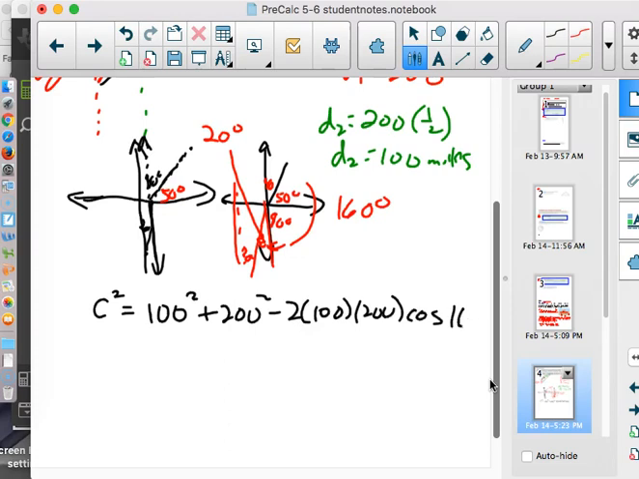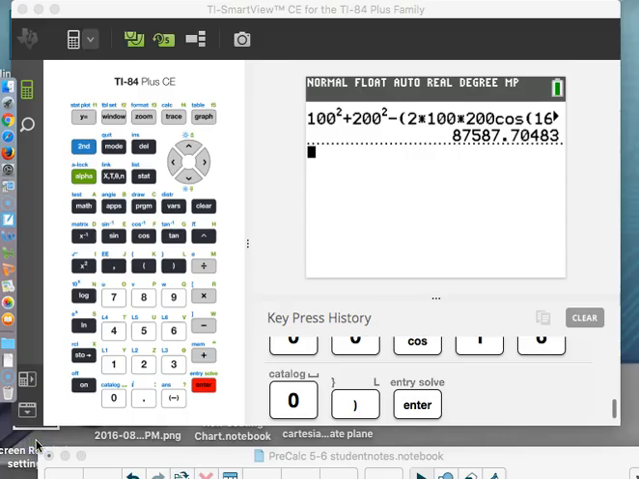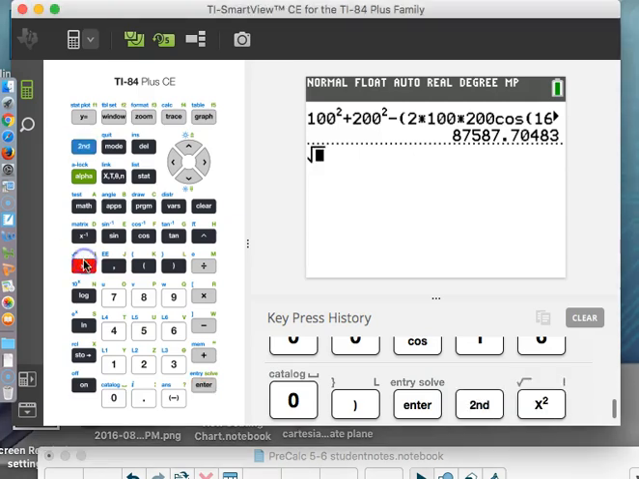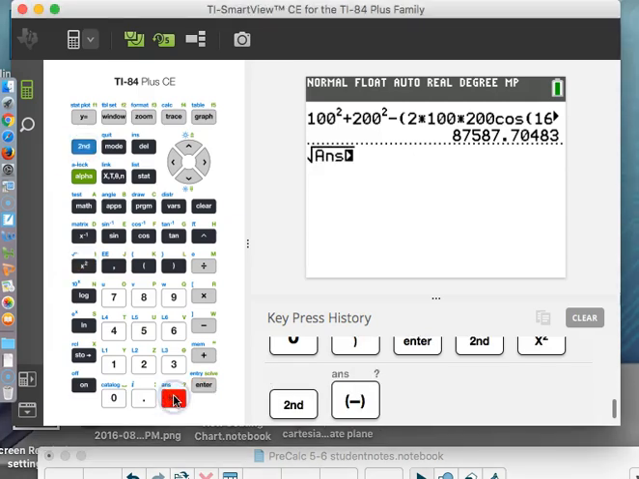And then we'd have the cosine of our 160 degrees. So this is the same thing where we would go through and just punch everything in and find out what we have. So I'll pause this and get that calculator back up. So you can see I've got it punched in: 100 squared minus 2 times 100 times 200 cosine of 160 degrees. The zero's kind of cut off there, but you can see the answer that I had. And then we need the square root of that answer.